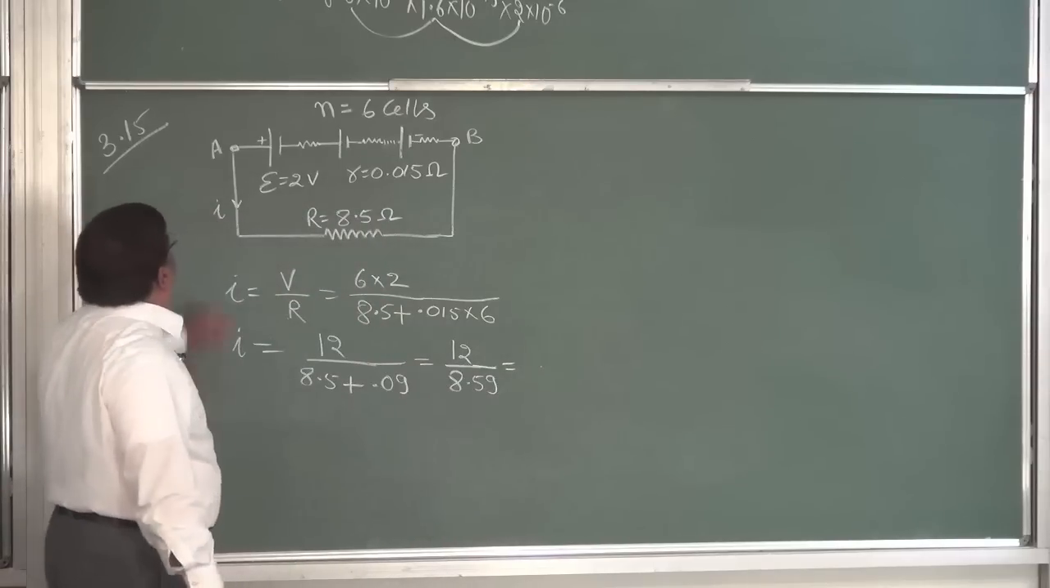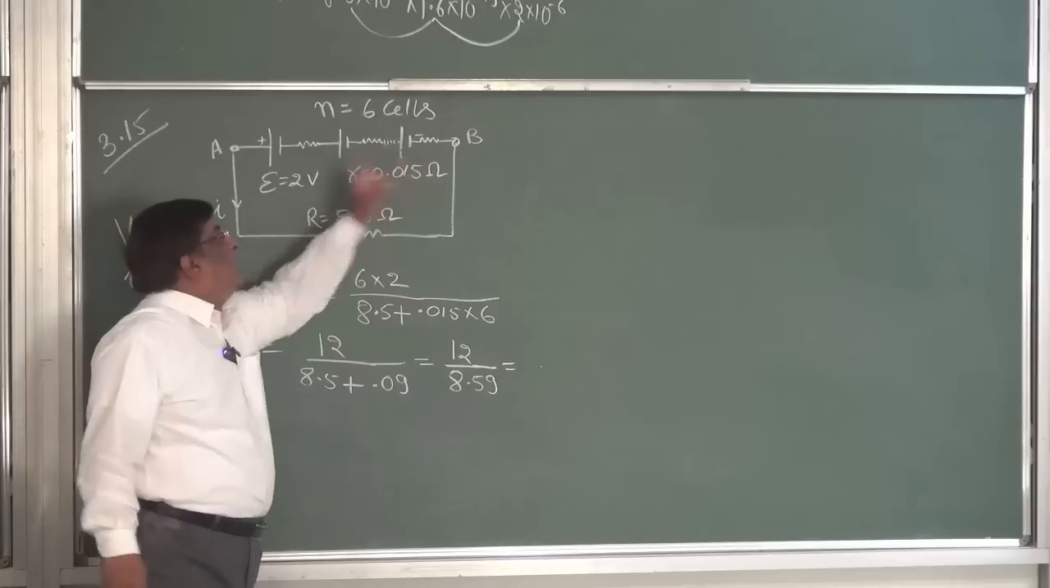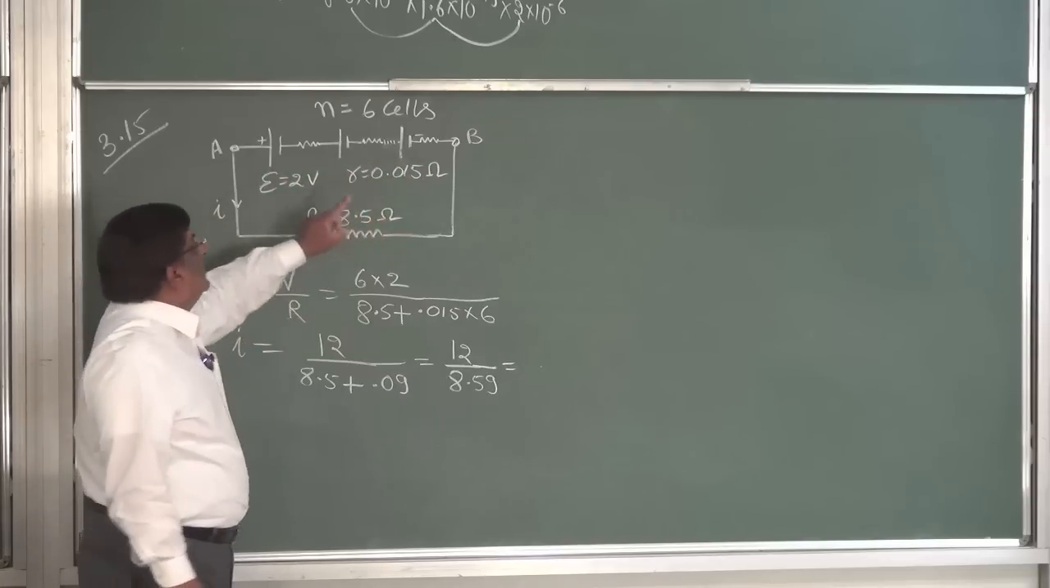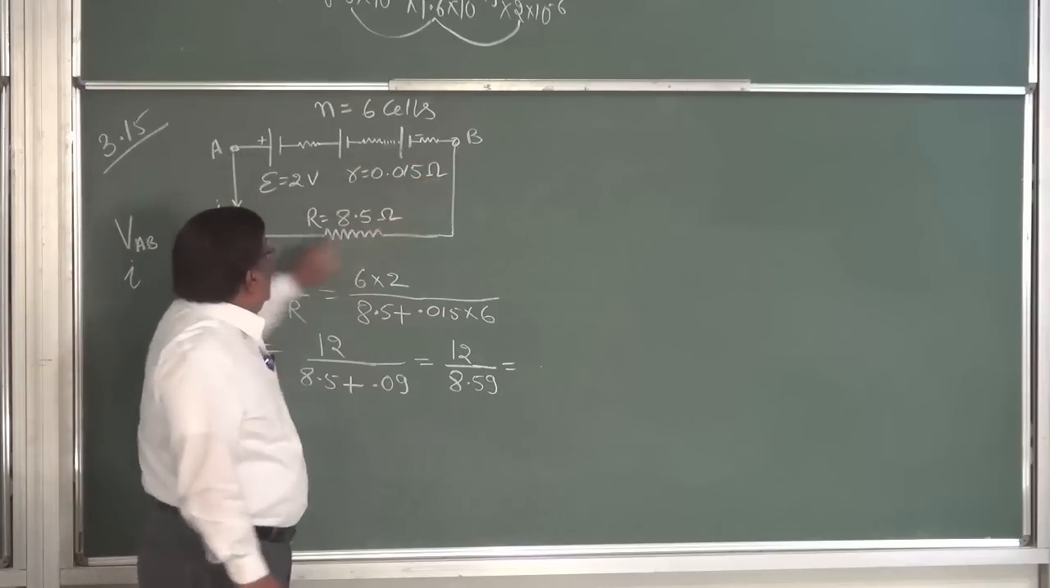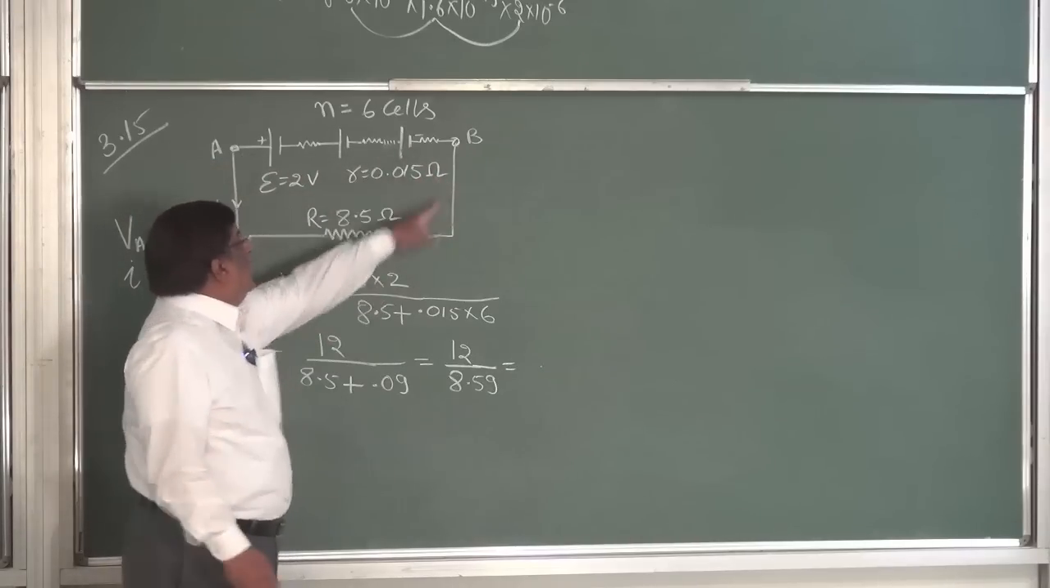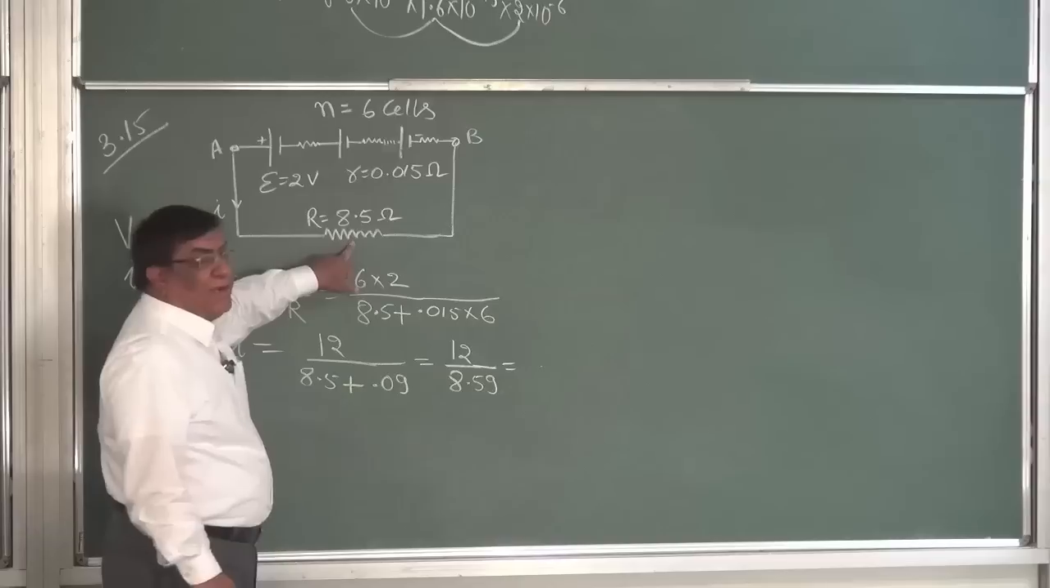Then how do we get the potential difference across AB? The answer is either we calculate here or we calculate from here. So here it is easier because there is only one resistance.